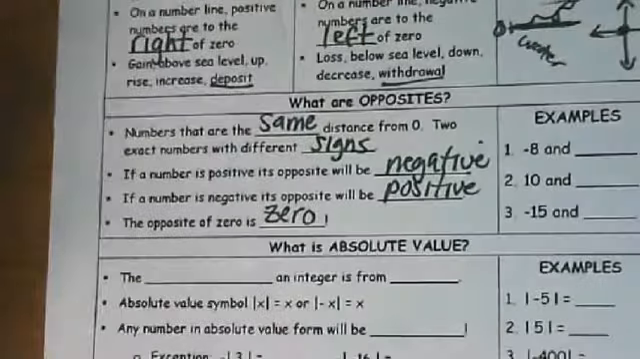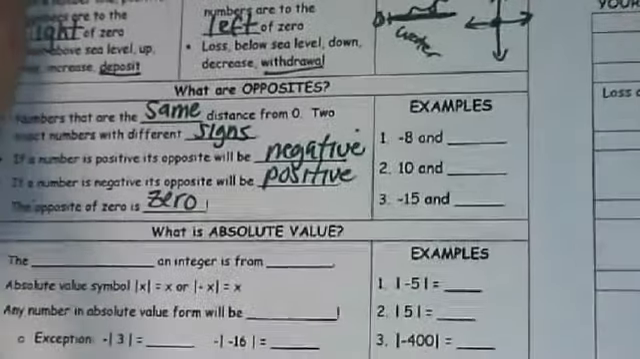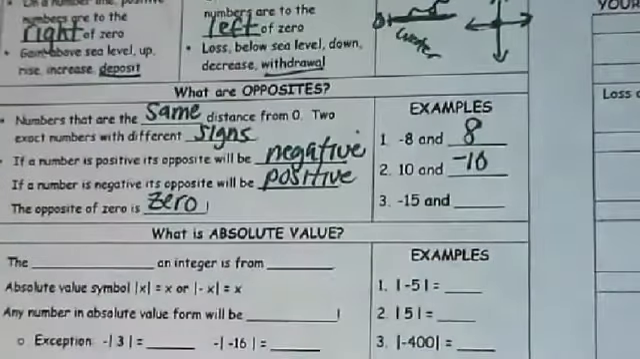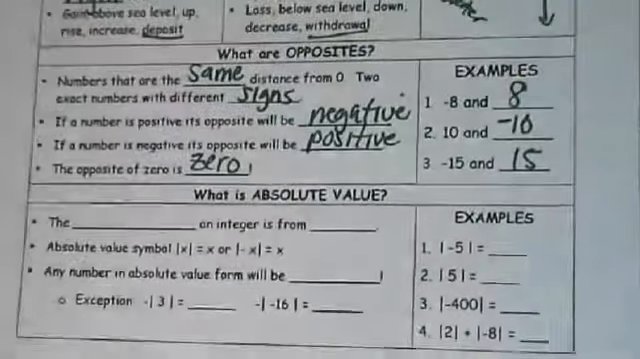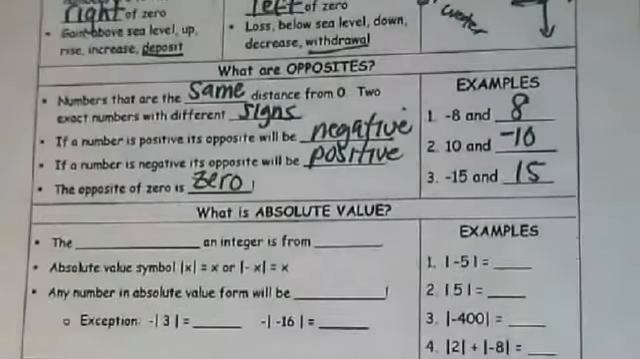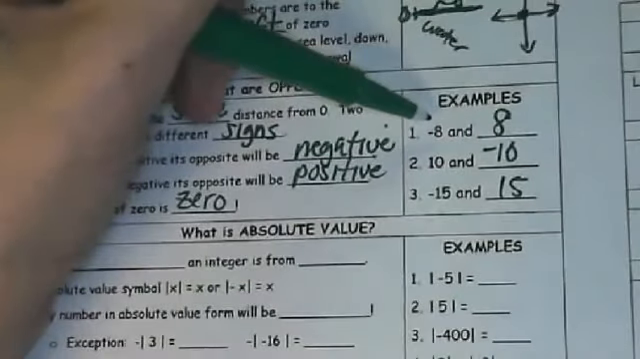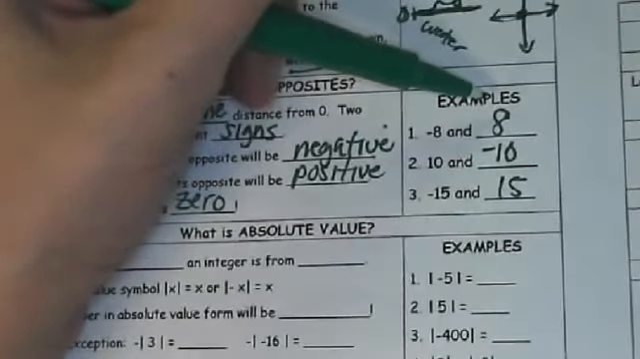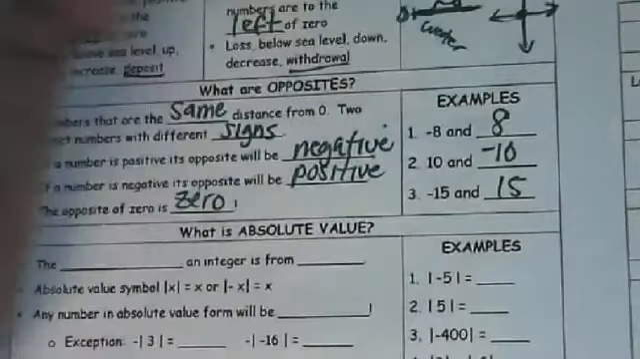So some examples, the opposite of negative 8 would be positive 8. The opposite of 10 would be negative 10. The opposite of negative 15 would be positive 15. So remember, opposites are going to have the same distance from zero. So negative 8 is 8 away from 0. 8 is also 8 away from 0. Same distance.